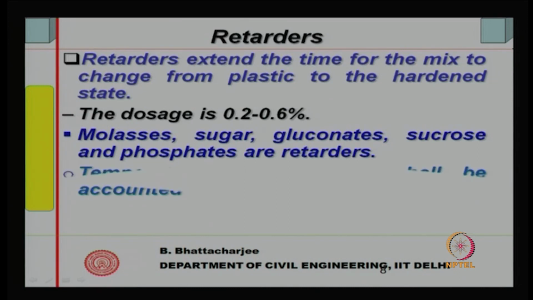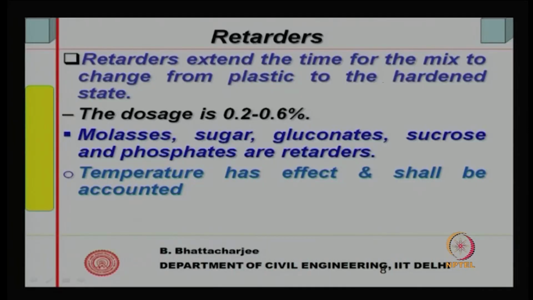In fact, sugar is a good example. Supposing your machine is stuck, or your agitator truck is stuck in traffic, and you know that you won't be able to reach the site in time, and actually it will set by the time you reach, because it is in a traffic jam or something like that.